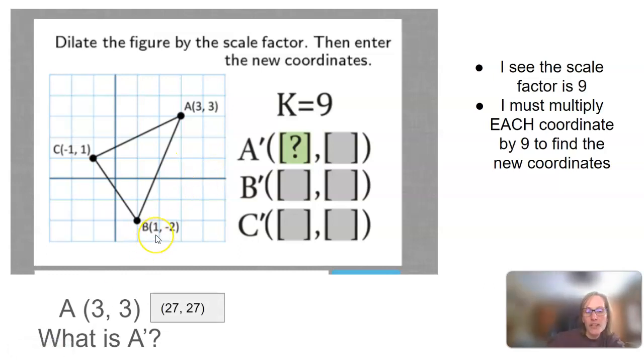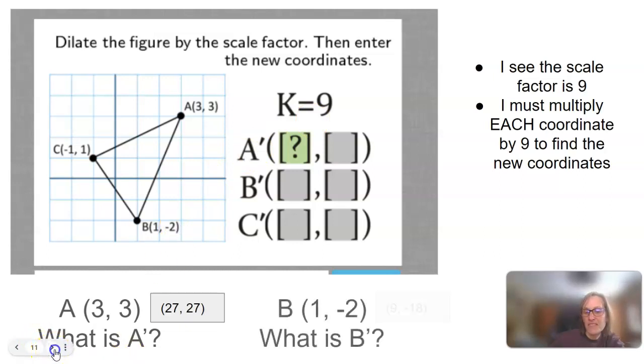All right, I have to do the same thing for B. I'm going to look at the coordinates for B, and I'm going to multiply each coordinate by 9. So 1 times 9 would be 9. 9 times -2 would be -18, right? Same thing for C. We're going to take -1 times the scale factor of 9, -9. And 1 times 9 would be plain old 9.